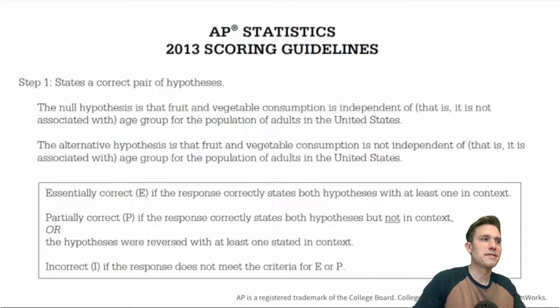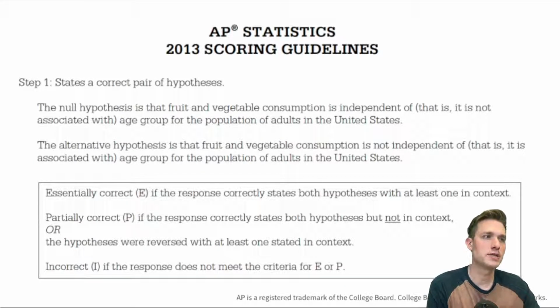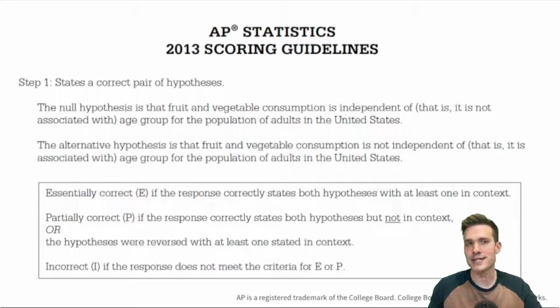There's my scoring guide. Step 1, state a correct pair of hypotheses. So students will need to state their hypotheses. Now, since these are going to involve context, the calculator is not going to include the hypotheses on these tests. So these will be in terms of that context. The null hypothesis is that fruit and vegetable consumption is independent or is not associated with age group, versus the alternative hypothesis that they're not independent or that they are associated.